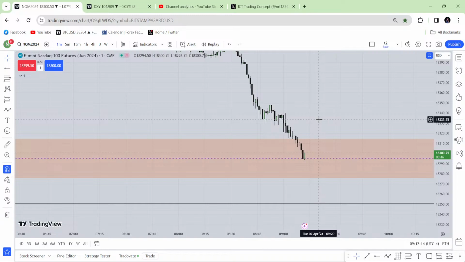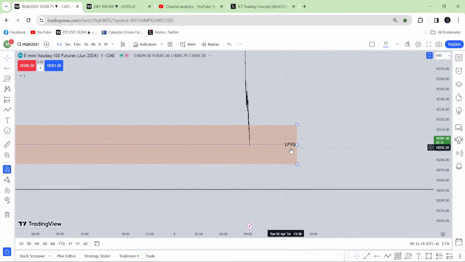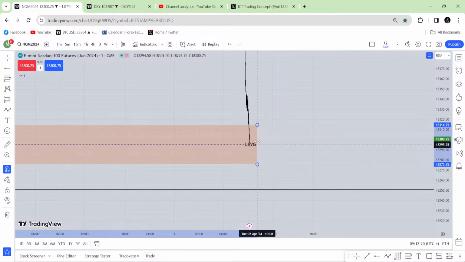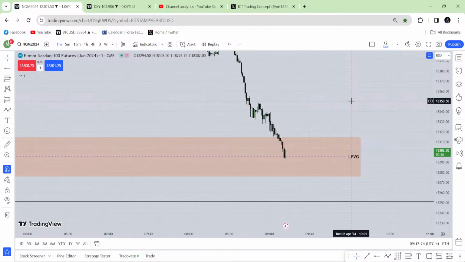It came to the consequent encroachment of the 15-minute last parallel gap. So let's see if it has the energy to go higher, or if it would love to go lower. We will wait until 9:30. We have news around 10, so you have to keep everything in your mind.